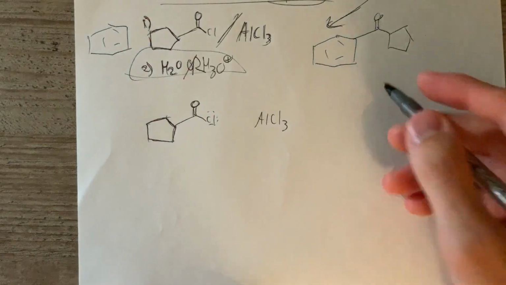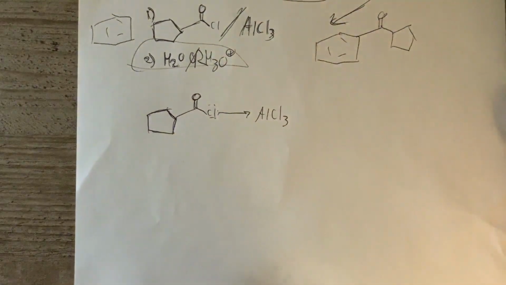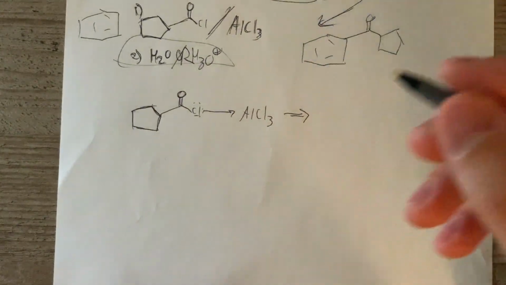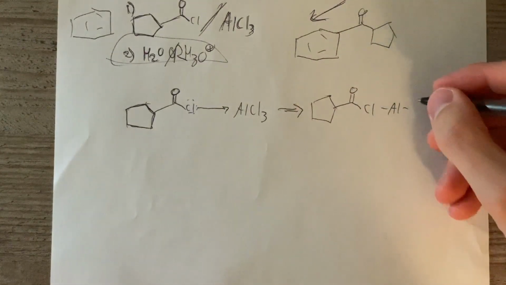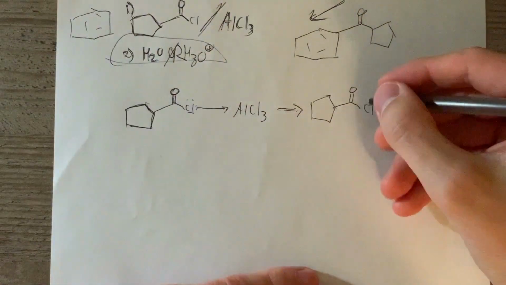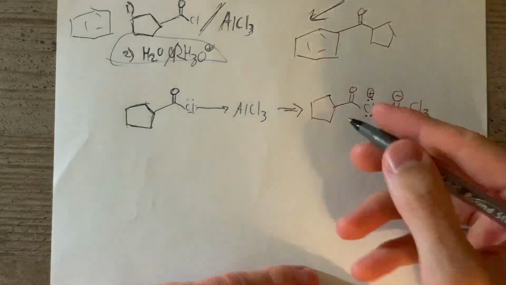Before you can do your pi attack, you've got to make your electrophile. How do we do it? You've got lone pairs on the chlorine, and this forms a complex. All it does, the way I see it, is connect all this stuff together into one big thing. But you need to remember your charges. That's probably the most important thing.